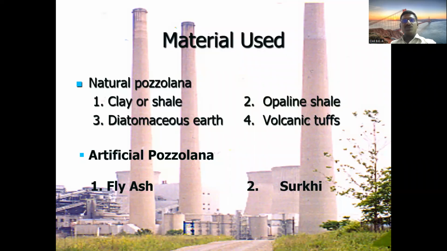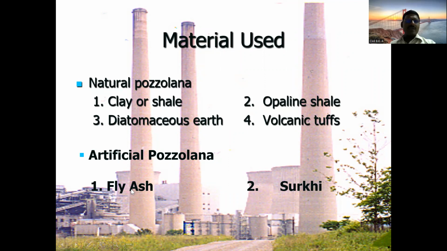Then the materials used in the pozzolanic material admixtures are natural pozzolana. If you see here, natural pozzolana contains clay and shale, and opaline shale is also there. Then diatomaceous earth is there, and volcanic tuff is there. So the natural pozzolana includes clay, opaline shale, diatomaceous earth, and volcanic tuff. These four types of pozzolana are present in the pozzolanic admixture, so that we can reduce the permeability of concrete and increase the strength of concrete by adding that pozzolanic material. This is the natural pozzolana we have seen.